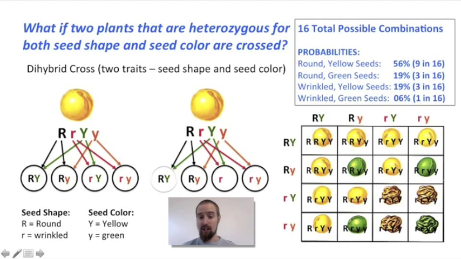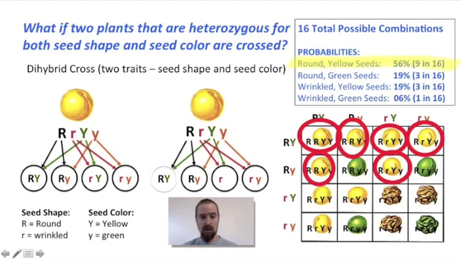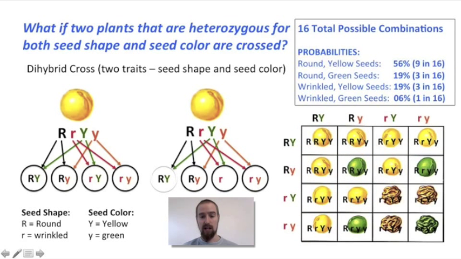If we look at the combinations of traits, both for seed color and seed shape, we find that 9 out of the 16 combinations result in plants that grow round yellow seeds, meaning a 56% probability that a seed produced by this cross will grow into a plant that also has round yellow seeds. And statistically, this is the most likely outcome of this cross.